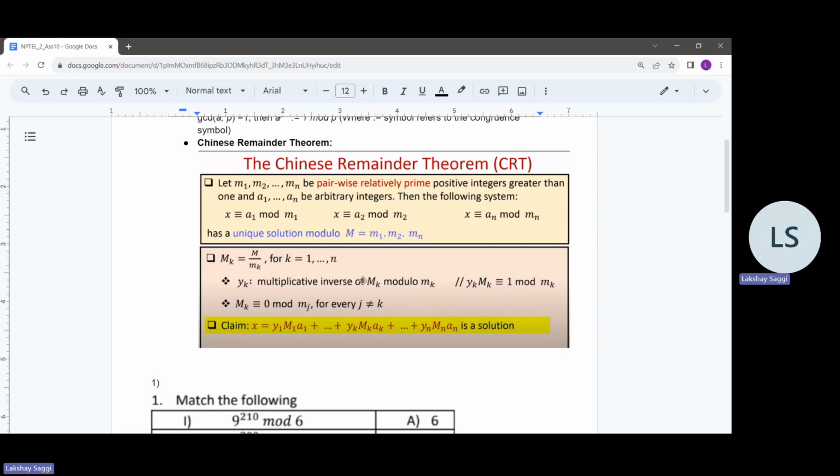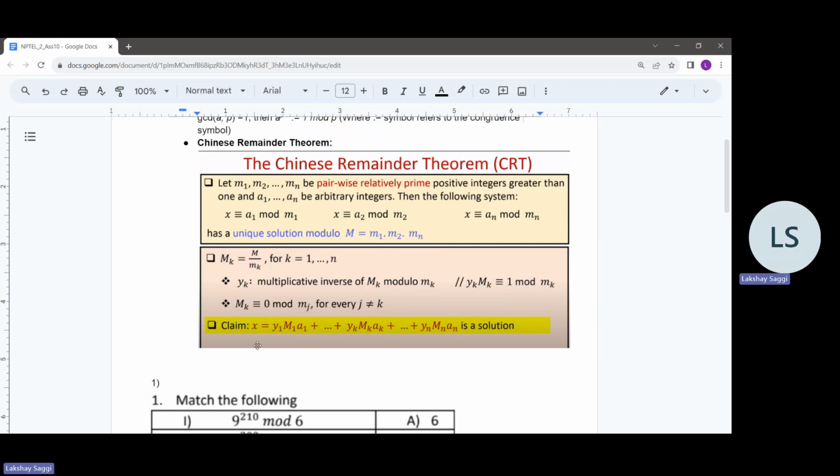And we know that all these M1 to Mn are relatively prime, or relatively co-prime. Because of that, this Mk and small mk will also be co-prime. So that's why this small yk will always exist. Okay. So also we define this Mk is congruent to 0 mod mj for j not equal to k.